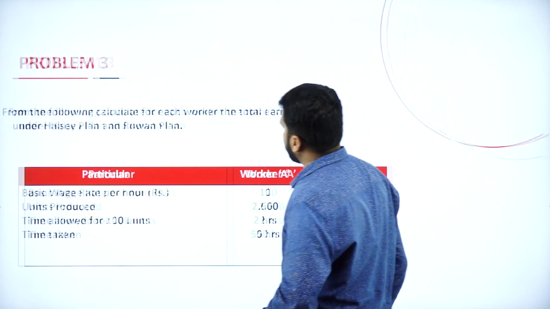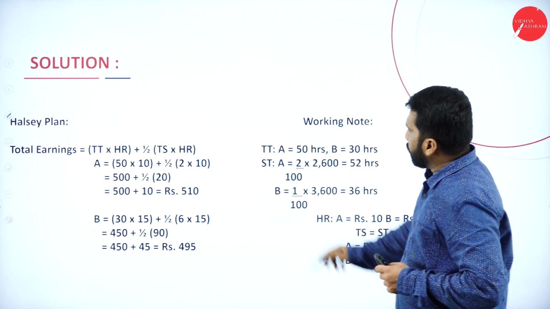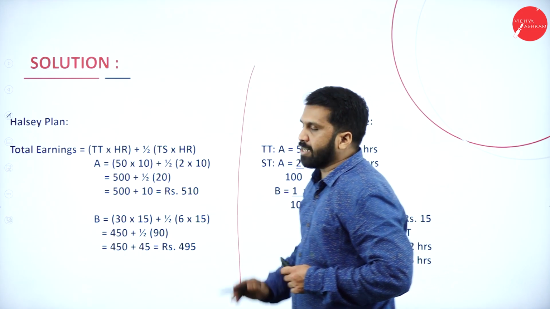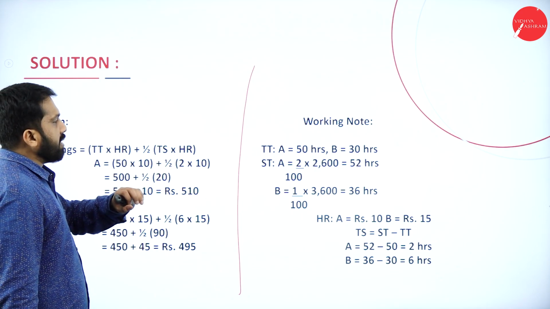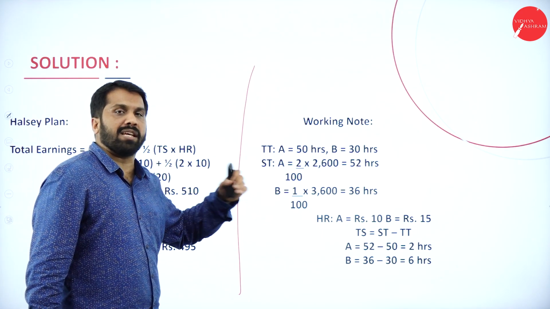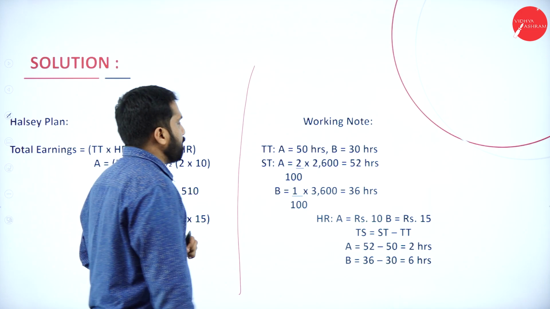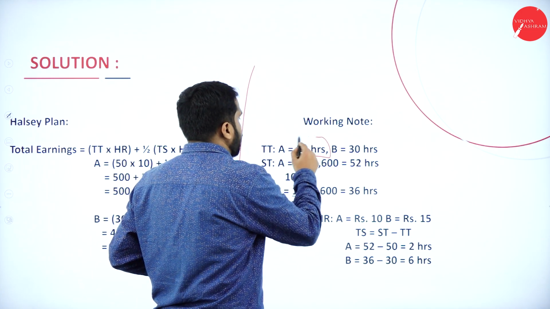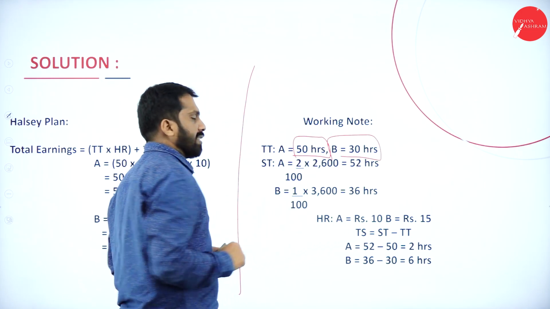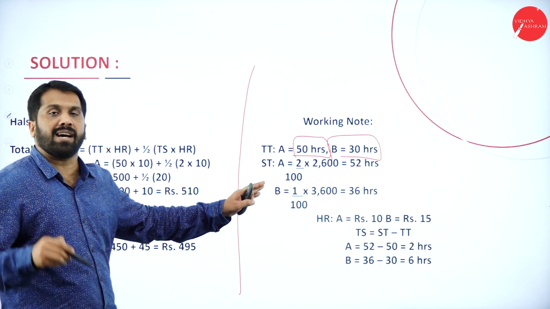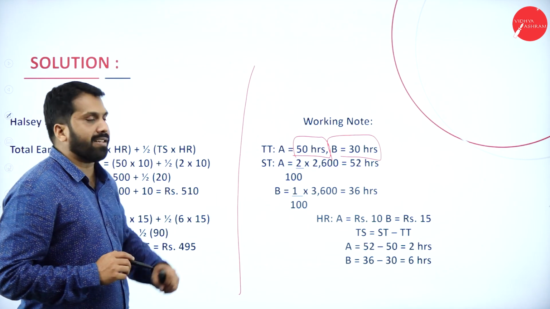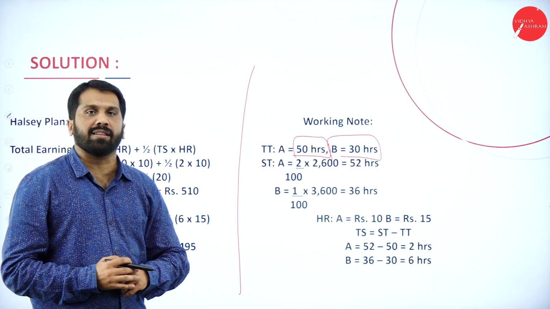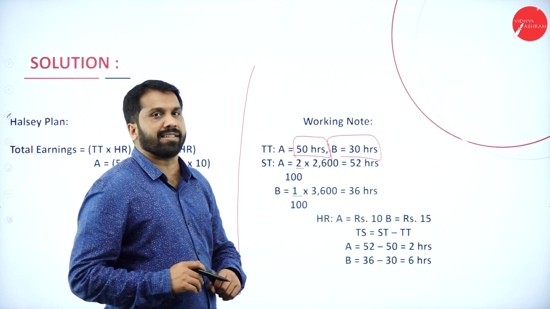First we'll go for the working note. Later, I'll come back for the answer. As per the working note, whatever information they have given, we'll take first. A has taken 50 hours, B has taken 30 hours. This information is given in the question itself. Similarly, standard time we are supposed to calculate. How to calculate standard time?